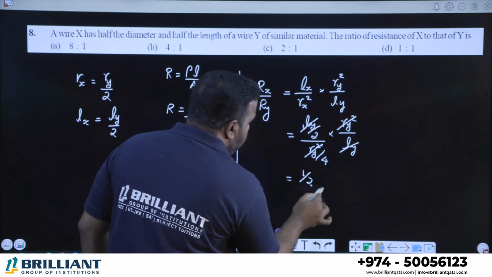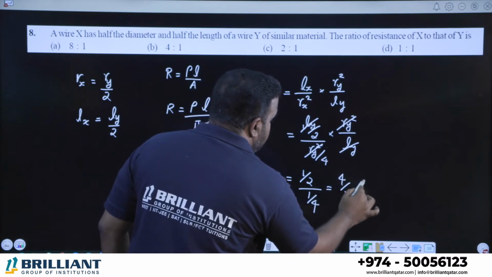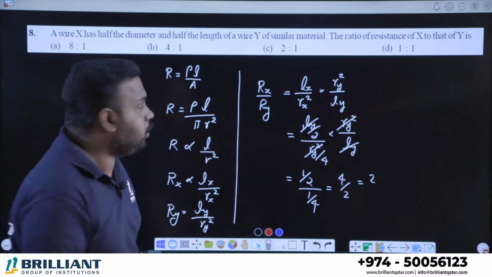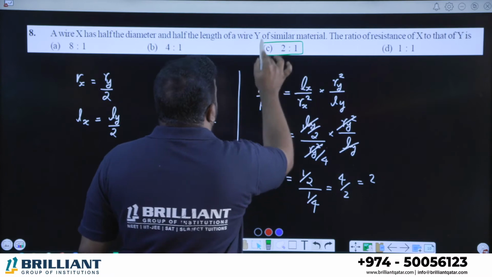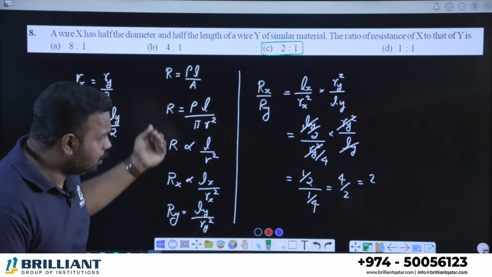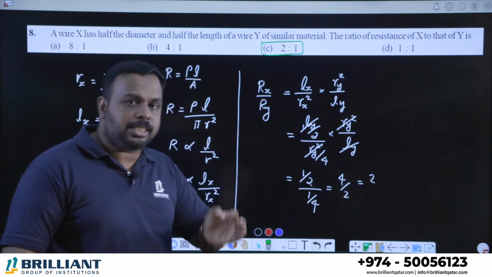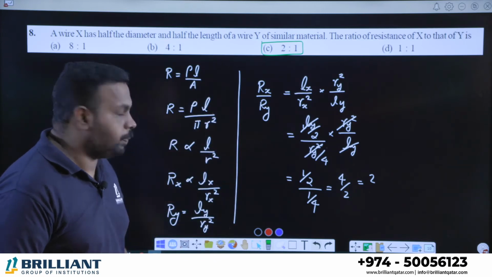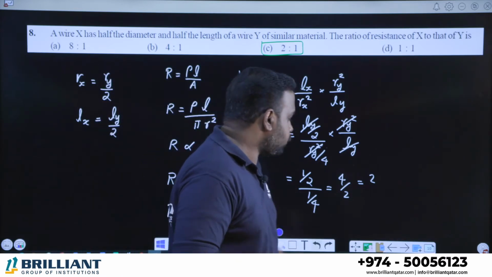Look at the result. We are getting 1 by 2 by 1 by 4, that is equal to 4 by 2, which is 2. So 2 is to 1 is our final answer. Option C is the answer. This is a bit lengthy question but easy, so make sure that you are not making any silly mistake in this kind of question. Clear now? Right.